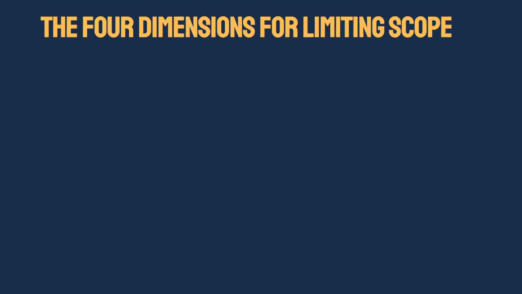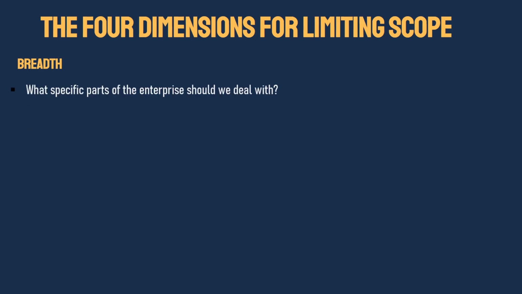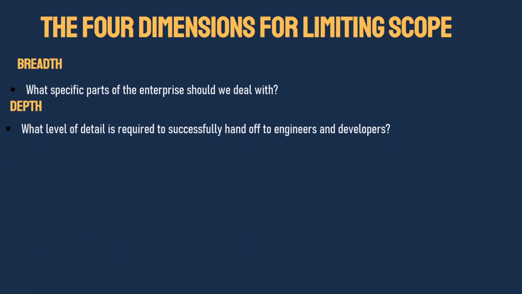There are four dimensions that can be used for limiting scope. The first we will talk about is breadth. When we are talking about breadth, we are asking what specific part of the enterprise should we deal with, which particular organizations or departments. The second is depth. What level of detail is truly required for me to be successful? And this is up to designers, engineers, and developers. Can I reduce that level of depth to limit our scope? Or do I need to have the level that's currently specified?